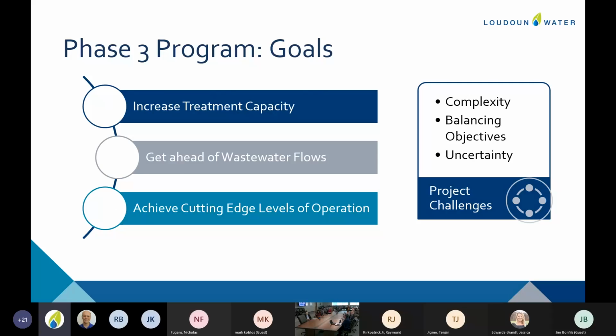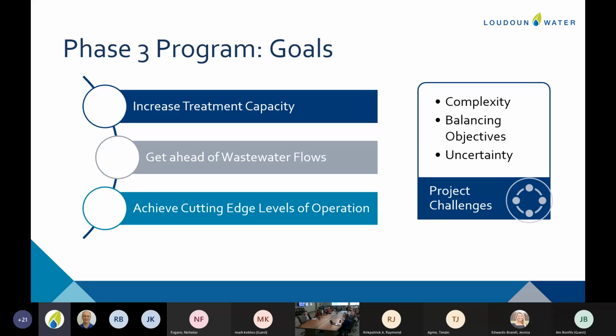Just to refresh ourselves, when we looked at Phase 3 expansion of Broad Run, we had some very key goals. Number one goal for this was to increase treatment capacity. So Broad Run has been in a pretty continual cycle of design and construction to keep up with capacity. And the goal with this expansion was to get ahead of where we needed to be and create some sufficient buffer in our wastewater treatment capacity.